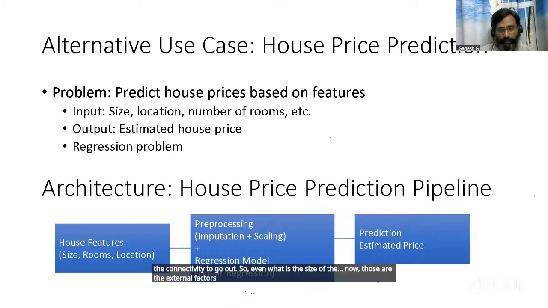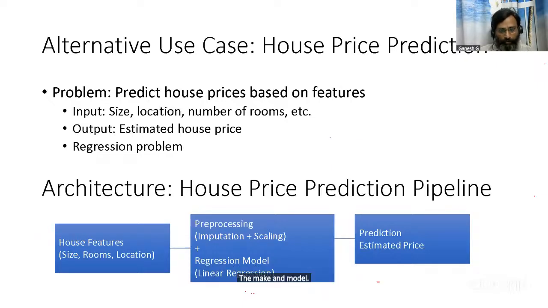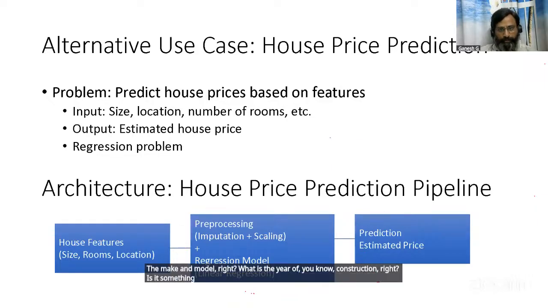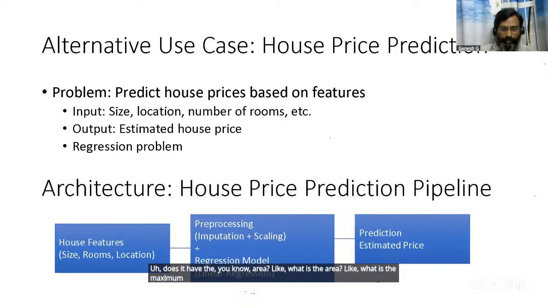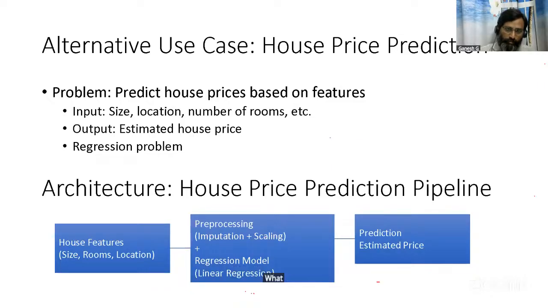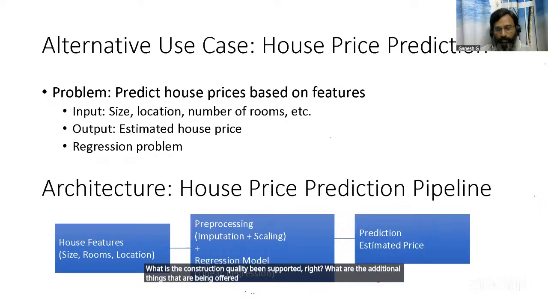What are the internal factors? Internal factors being the make and model, the year of construction. Has it been approved? Does it have a good completion certificate? What is the maximum area that is offered, carpet area, built-up area? What is the construction quality supported? What are the additional things being offered in terms of furniture and all that?